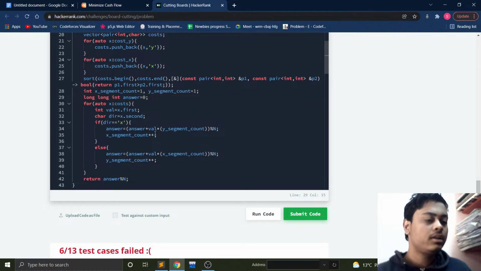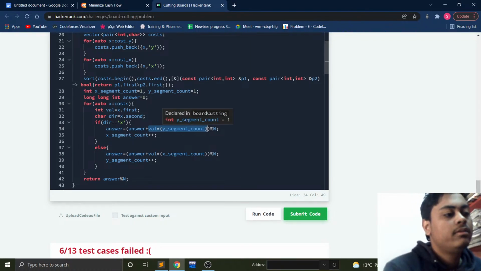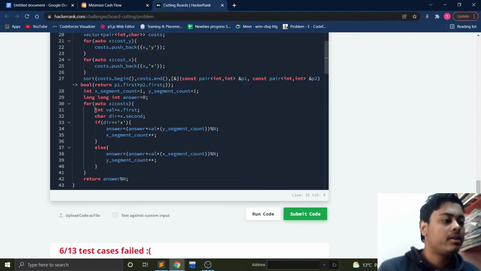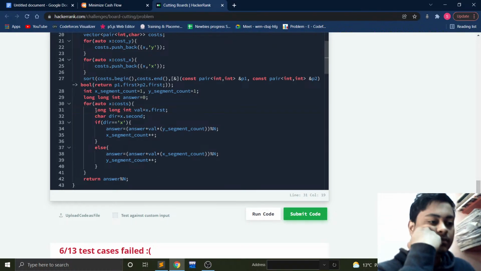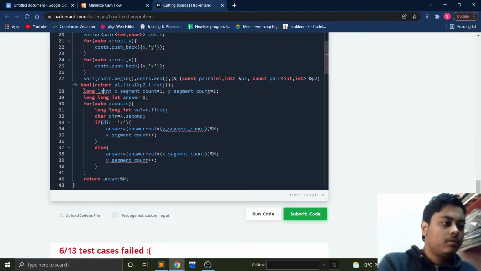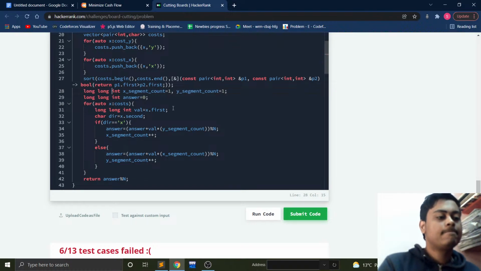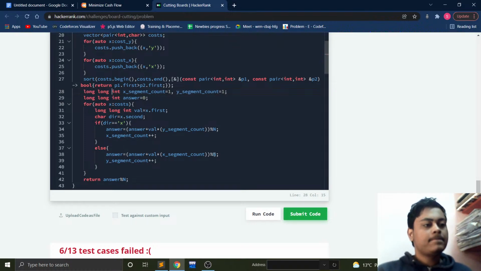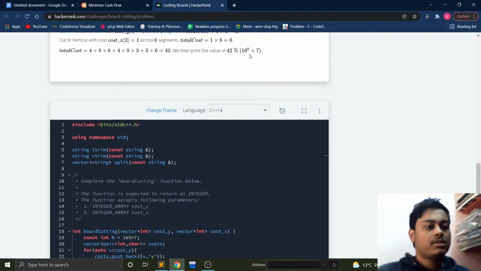The thing is that the answer is long, but this multiplication will go beyond its value. What is val? Val should be made long. Then it will be fine. Segment counts also I can make long. Doesn't matter. And mod I had to take with 1e9 plus 7. That is correct.